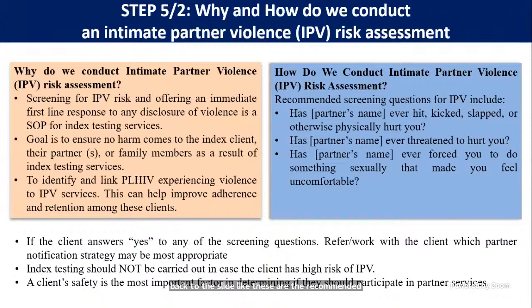You have the list of partners till this step, right? So you can ask with the name of that partner, okay, has XYZ person ever hit, kicked, or slapped, or otherwise physically hurt you in the past, or ever threatened to hurt you, or ever forced you to do something sexually that made you feel uncomfortable? These are the recommended questions for inquiring about IPV. If any question has the answer yes, you can think there is some intimate partner violence attached with this particular partner. Go back to the previous slide.